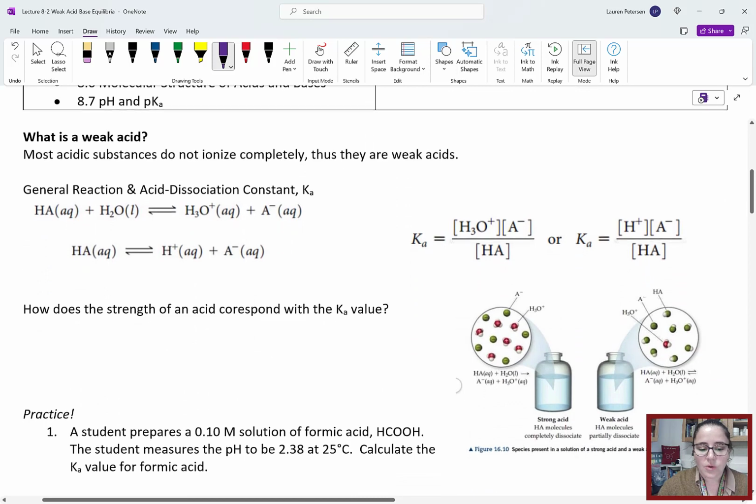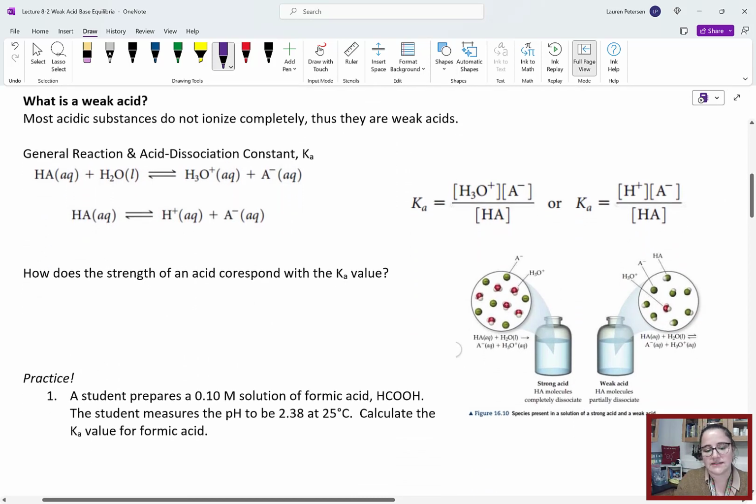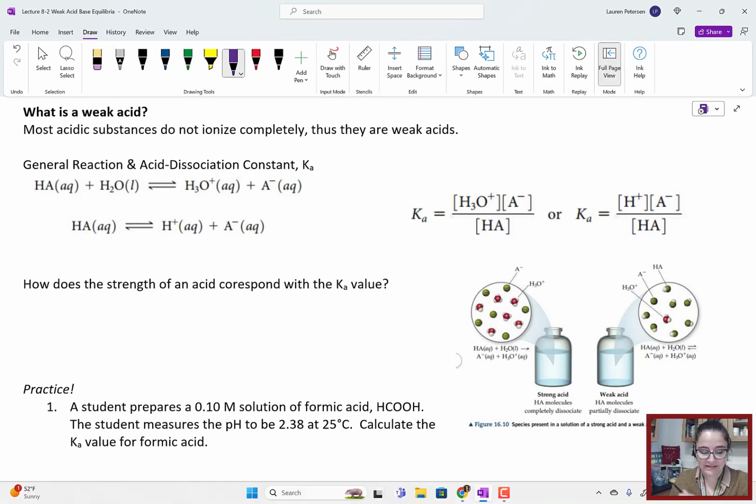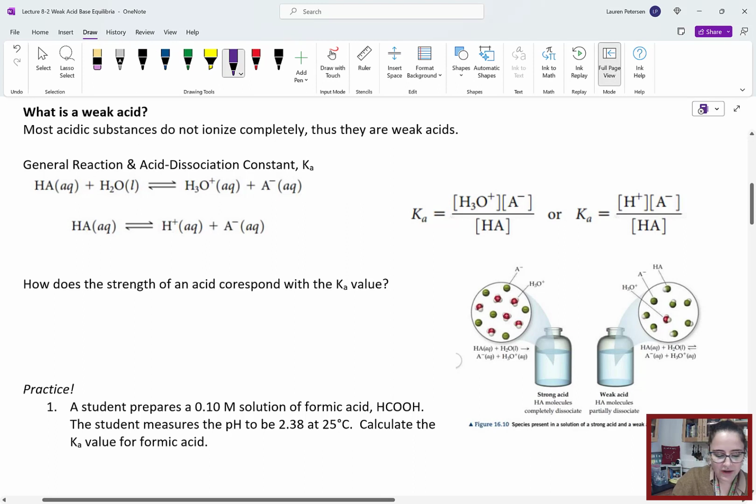So, we already learned about strong acids. Now, those are ones that ionize completely. They completely break up and produce all of the H+ ions they can, where a weak acid does not ionize completely. It will get into a weak acid-base equilibrium. And there are two kind of ways that you'll see that represented.